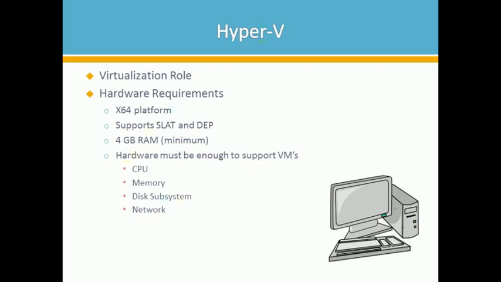But in order to install the Hyper-V role, you want to make sure that you're on an x64 platform. You want to make sure that the hardware itself supports SLAT and DEP. Those are the pieces that are going to be built into the hardware, the motherboard, and the processor cores to make sure that it knows how to deal with a virtual environment. You need an absolute minimum of 4 gigs of RAM.